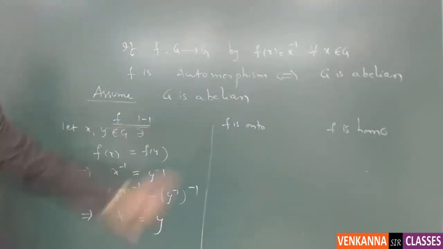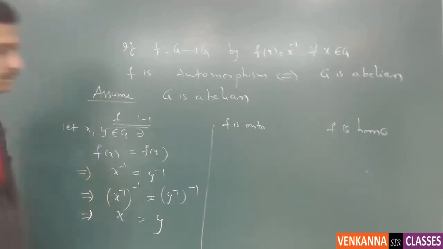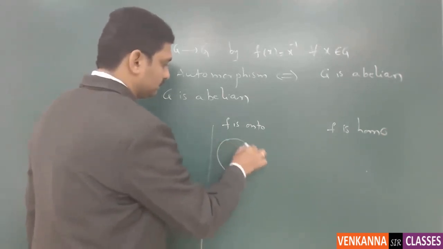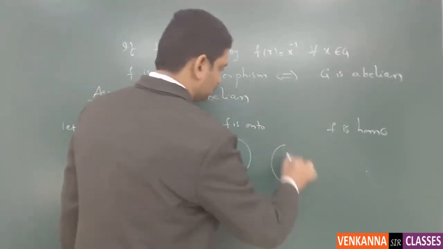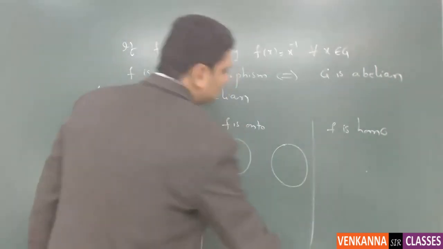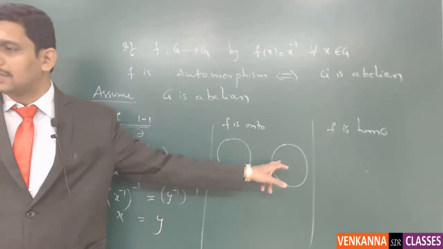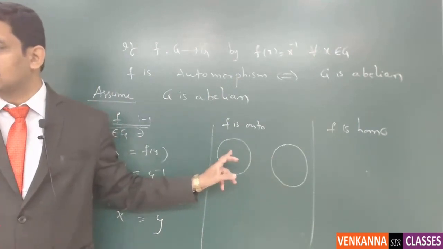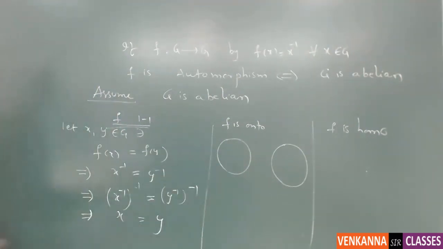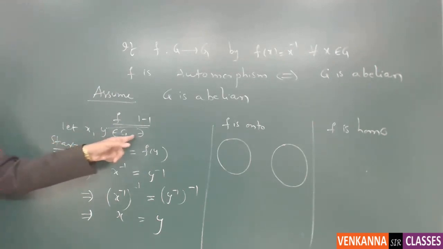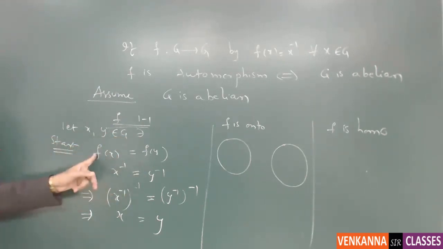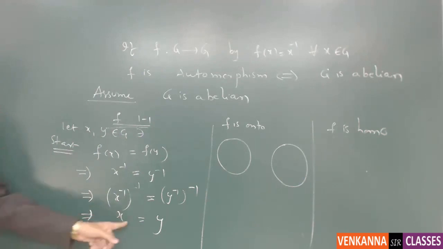So coming for onto part, so for every element in the codomain, we have to find an element in the domain. Yes? So we have to start with this. So we are taking two elements such that f of x equal to f of y, so that you are putting x equal to y.